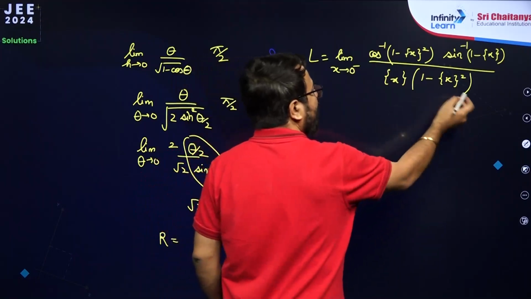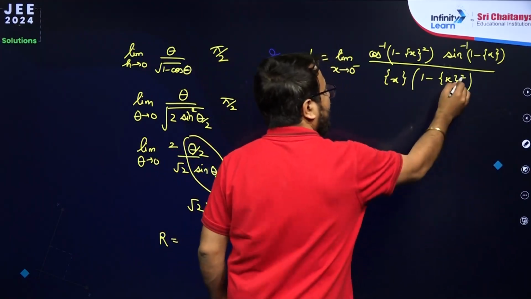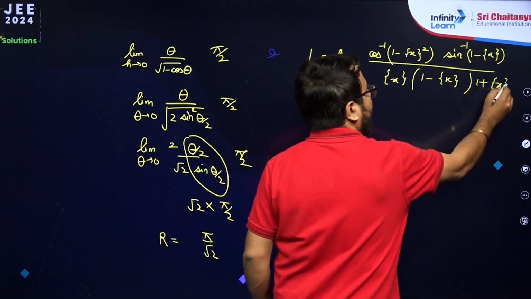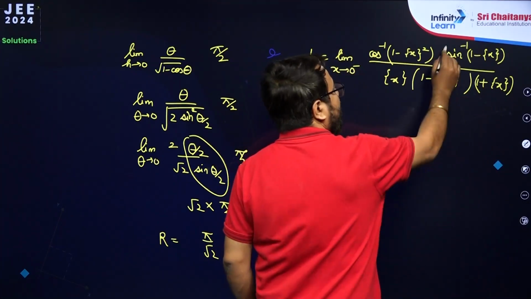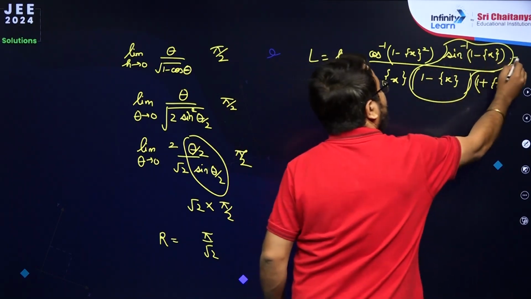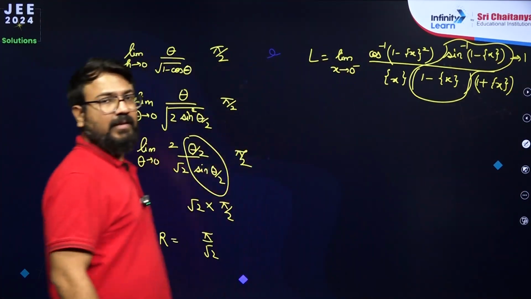So I'll be able to split it into two parts basically. 1 minus x into 1 plus x, I have to factorize this. So this gets converted to 1 because this is sine inverse 0 by 0 form. Okay, can you see that?